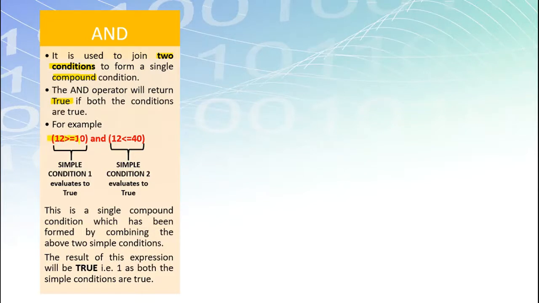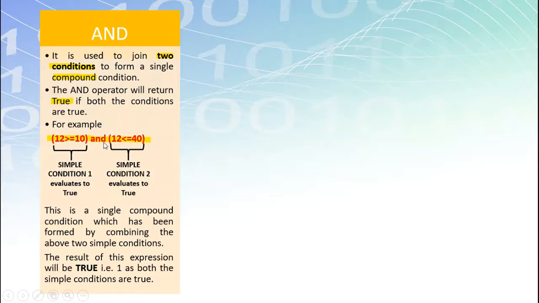12 greater than equal to 10 and 12 less than equal to 40. This expression is a single condition that is formed by using the AND operator. The AND operator joins two simple conditions together. 12 greater than equal to 10 is the first simple condition. 12 less than equal to 40 is the second simple condition. These two conditions are joined using the AND operator.